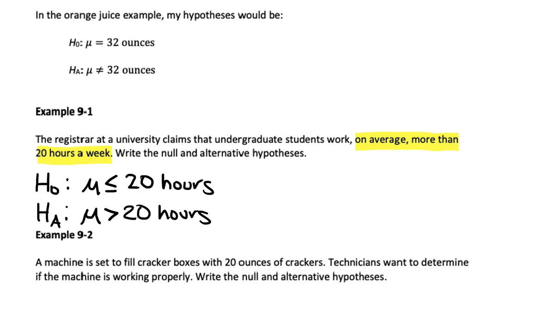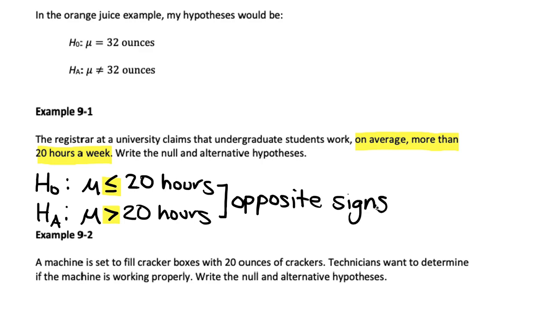And so the key idea here with null and alternative hypotheses is that they're always opposite in terms of the signs that you put in them. So I would never have a greater than symbol in both my null and alternative hypotheses. They're always opposite signs.